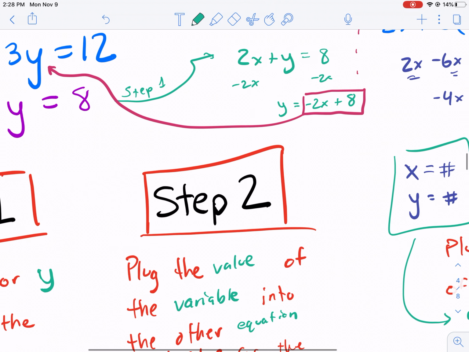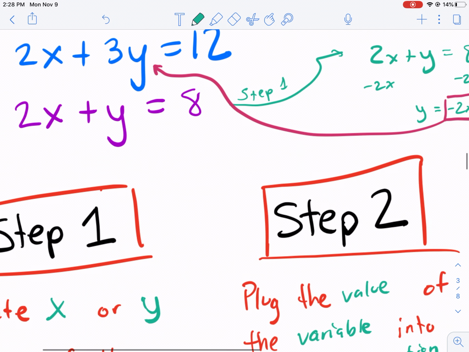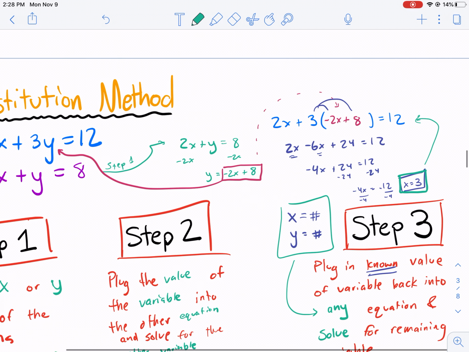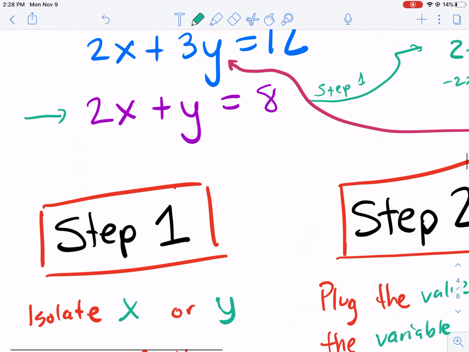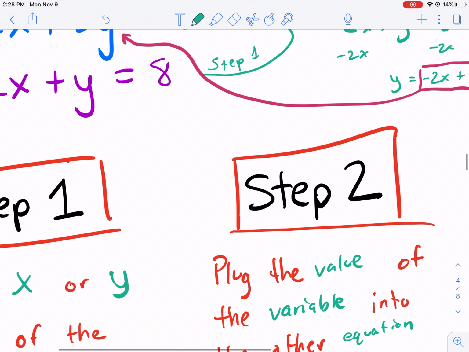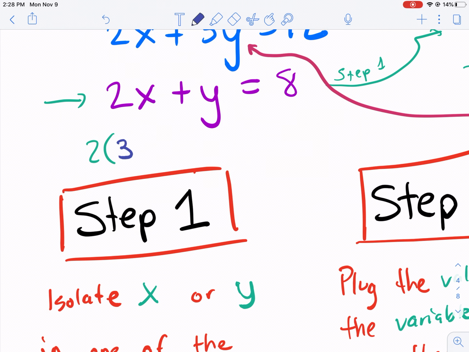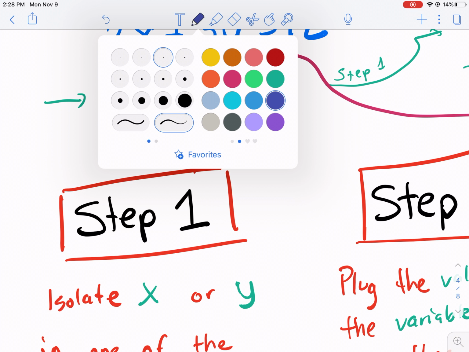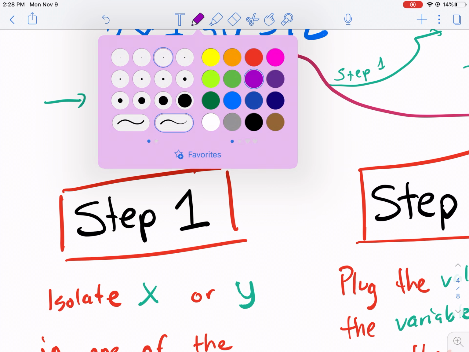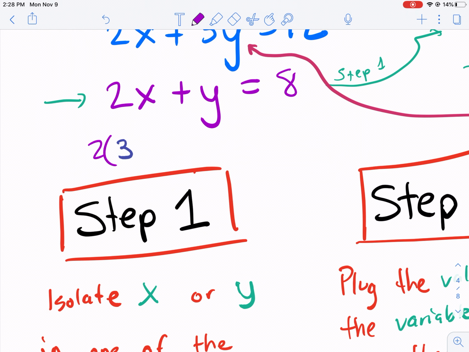The more times you do this, you realize that the strategies you employ make it easier and quicker as you go along. So what we're going to do is write 2 times our value of x, and that's 3. So I'm going to write 3 here. I should choose purple, so let me go back and choose purple. So we have 2 times 3 plus y equals 8.